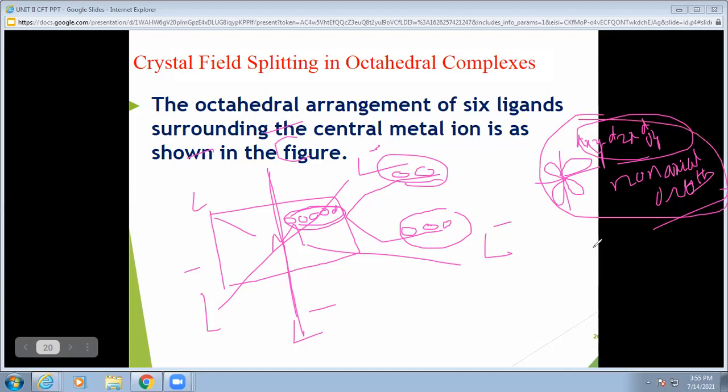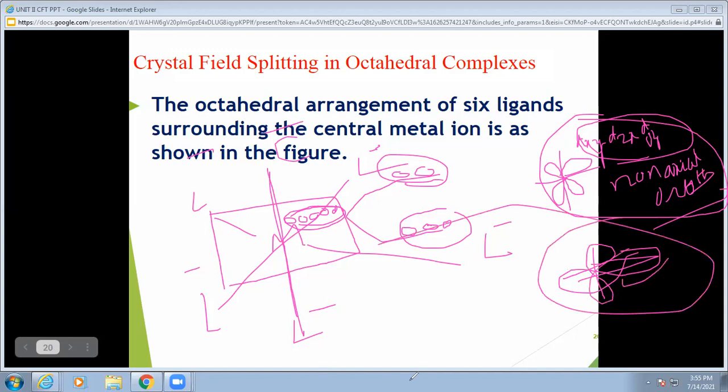The other point is axial orbitals. What do axial orbitals mean? The orbitals lie on the axis. That is called an axial orbital.